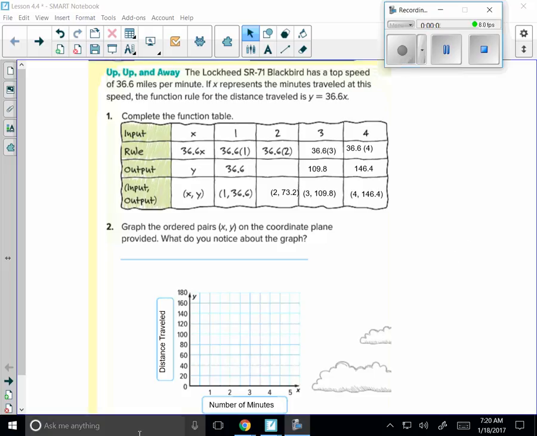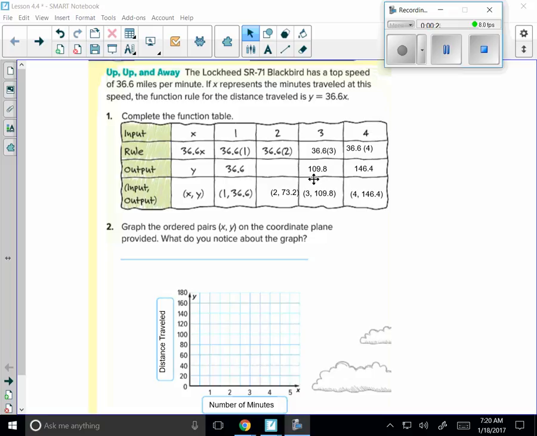This is going to start on page 295, and here we're going to read through this example. It says the Lockheed SR-71 Blackbird has a top speed of 36.6 miles per minute. If x represents the minutes traveled at this speed, the function rule for this distance traveled is y equals 36.6x.